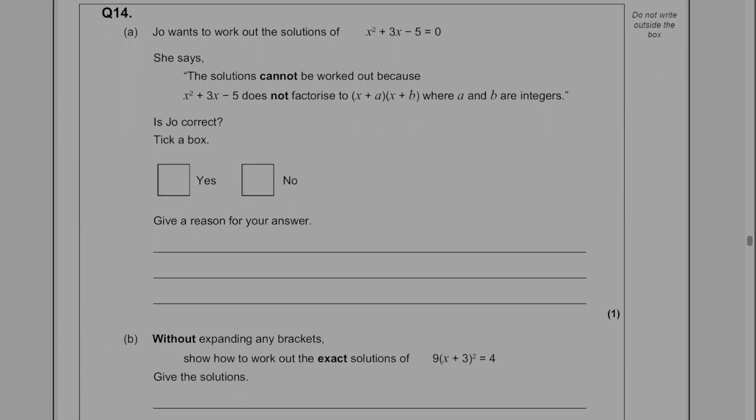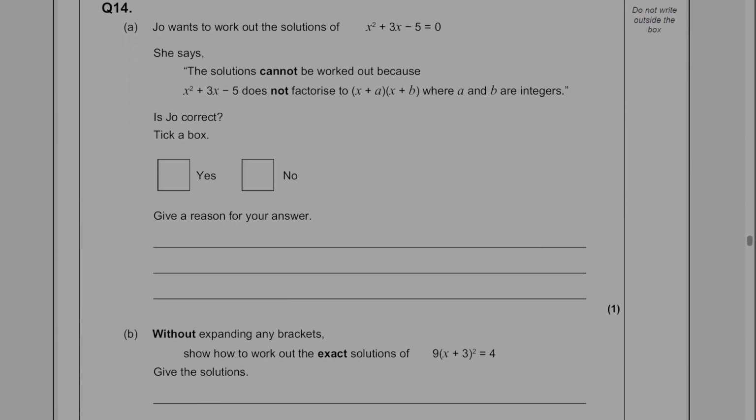Okay, question 14. Joe wants to work out the solution of x squared plus 3x minus 5 equals 0. She says the solution cannot be worked out because x squared plus 3x minus 5 does not factorize to (x plus a)(x plus b), where a and b are integers. Is Joe correct? No.